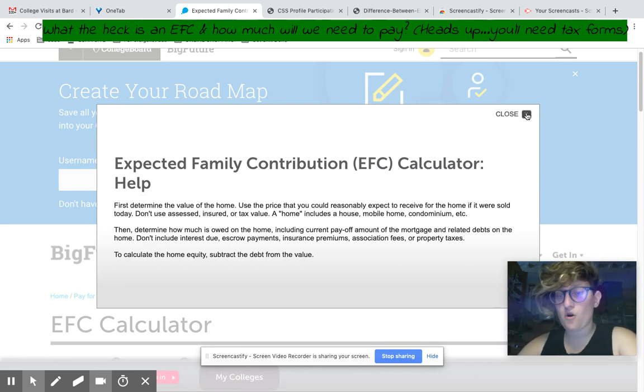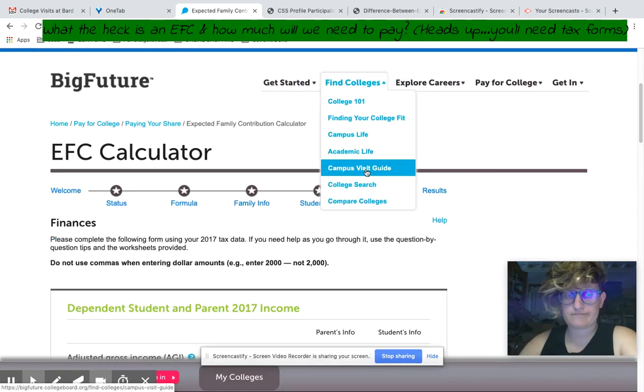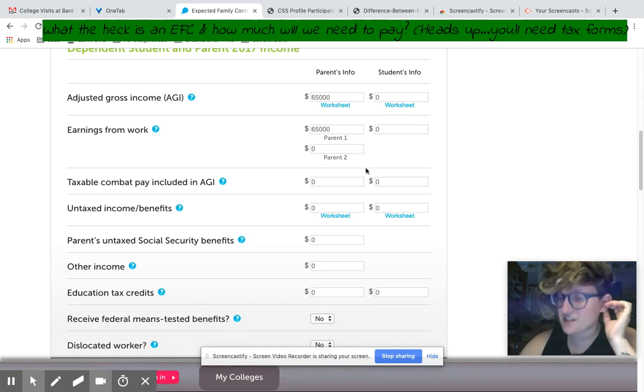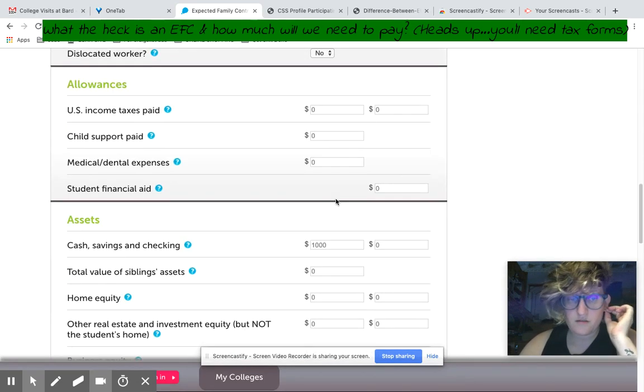So let's say the home is worth $300,000, but your mortgage is $200,000. So the equity is going to be $100,000. Right? So you're going to have to ask your family members for that, most likely. But if you don't own a home, you leave that blank.